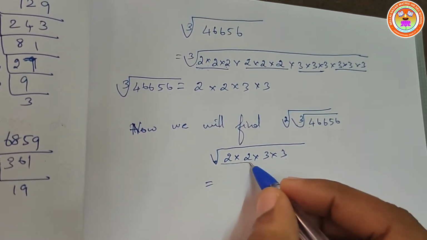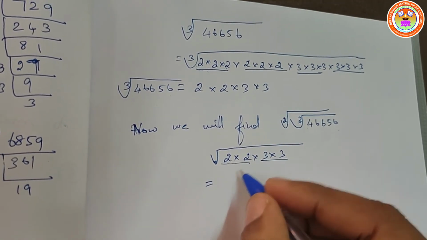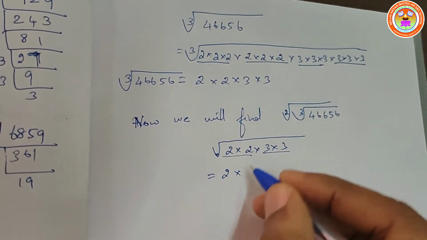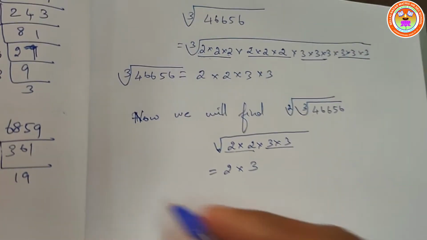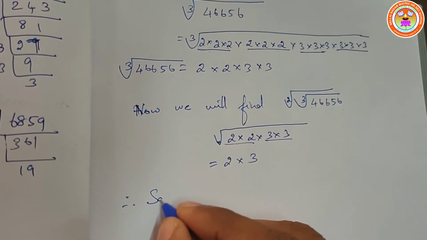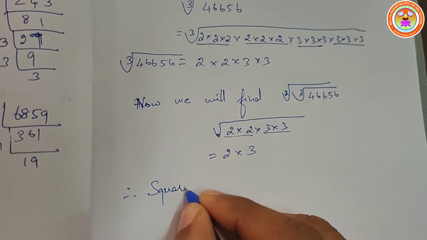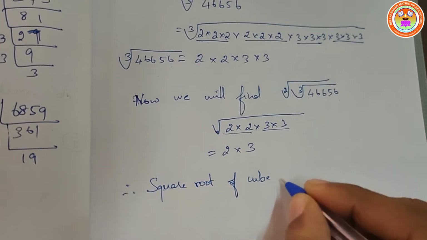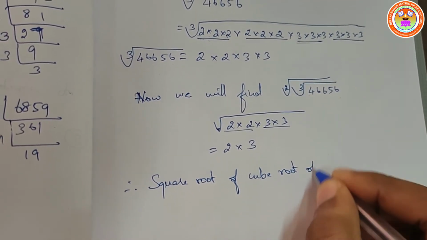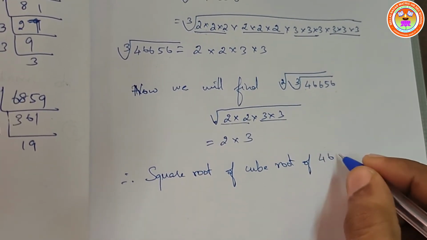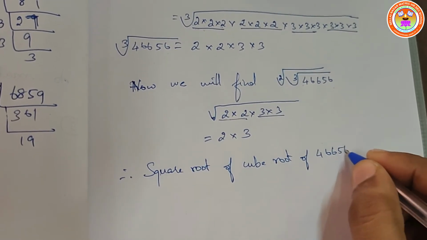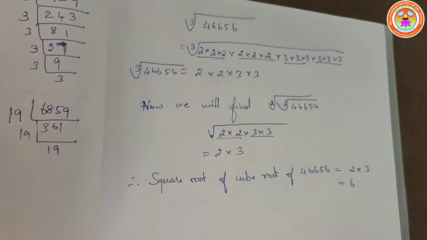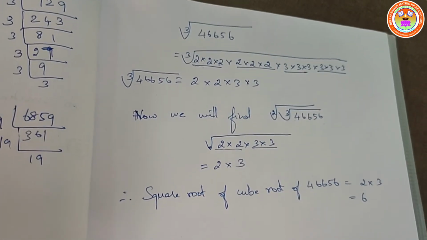For square root, for pairs of numbers you have to take one outside. For this pair you will take 1 2 outside, for this pair you will take 1 3 outside. So therefore the value of square root of cube root of 46,656 equal to 2 into 3. 2 3s are 6 is the answer. Like this only you have to complete the answer.